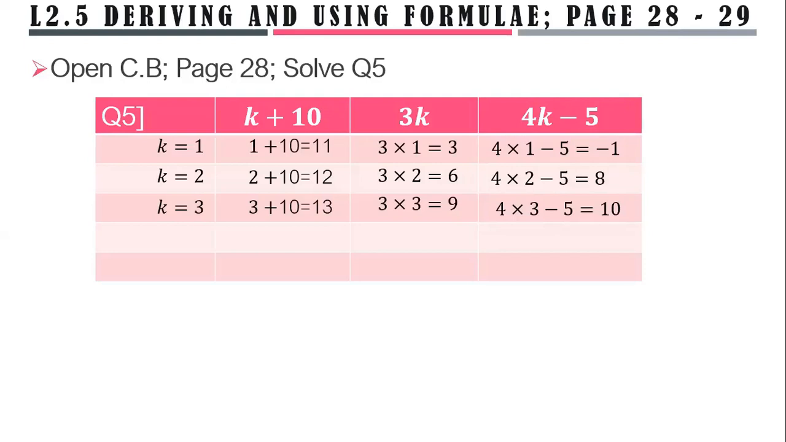And Khawaja, you're going to do the last one. Mira, if k equals 4. 4 plus 10 equals 14. 3 times 4 equals 12. And 4 times 4 equals 16, and minus 5 equals 11. Another error. The last one, Khawaja. And then we're going to start with the quiz.